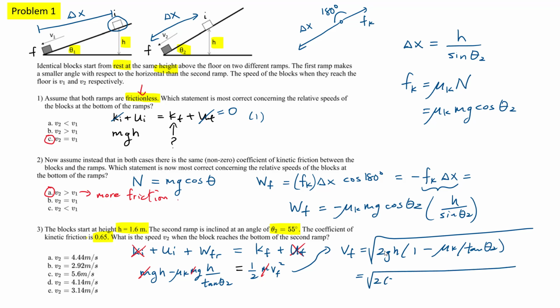We get 2, 9.8. The height was 1.6 meters. 1 minus that coefficient of kinetic friction, 0.65. And now divided by that tangent of 55 degrees. All right, be careful when you enter all of this in the calculator, but if I did this correctly, I should get an answer of roughly 4.14 meters per second. All right, and that corresponds to choice D, I think, is the best answer for this problem.